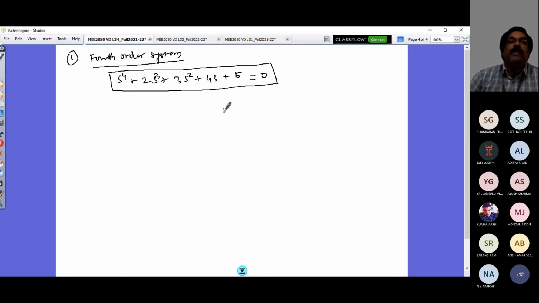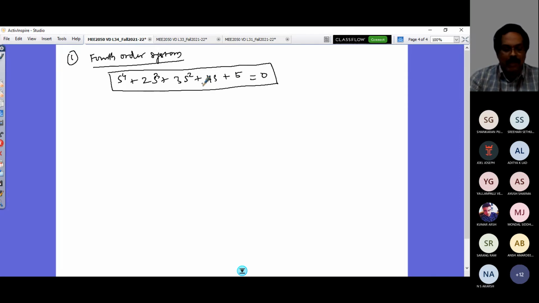So now how do I apply my criterion? First step is looking at the coefficients. So A0 is 1, A1 is 2, A2 is 3, A3 is 4 and so on. So all are positive coefficients, so absolute stability is ensured. That's what you are seeing, right?